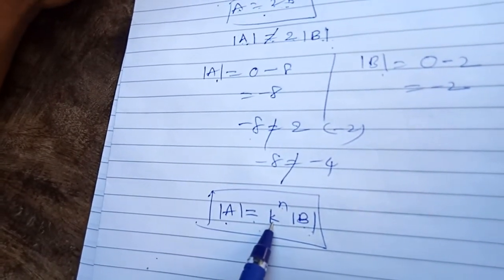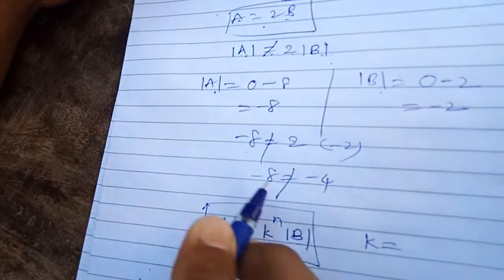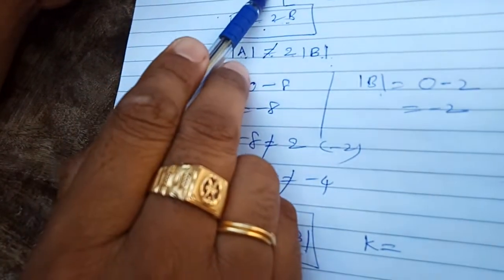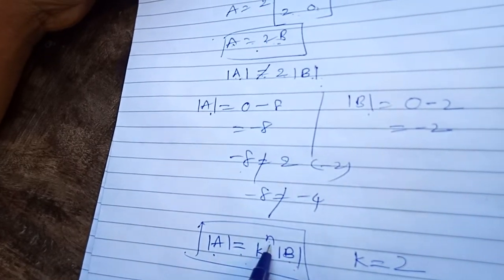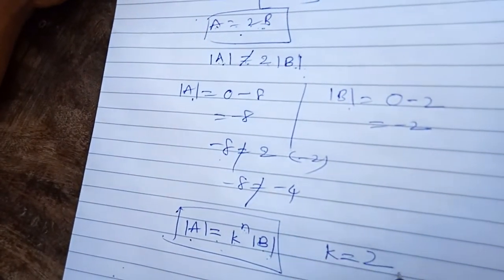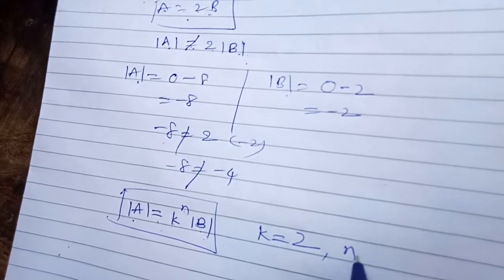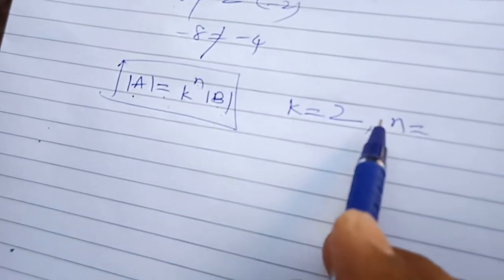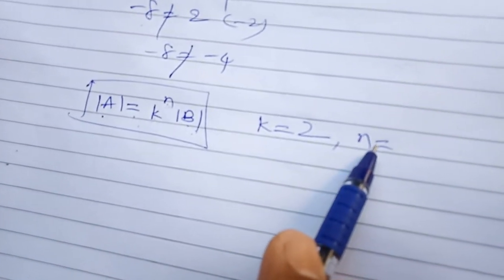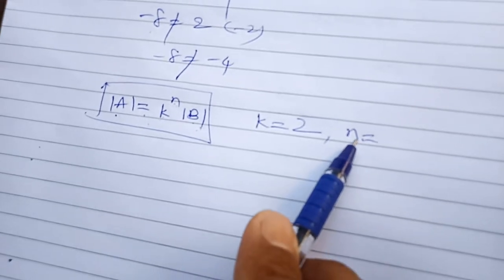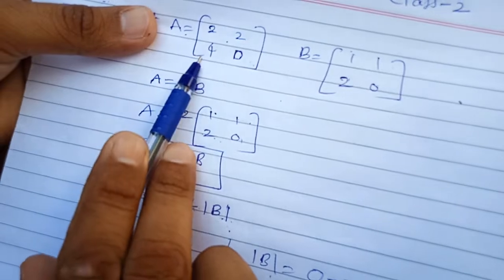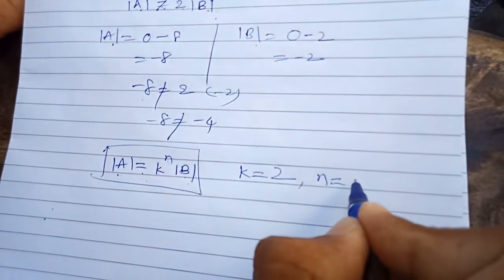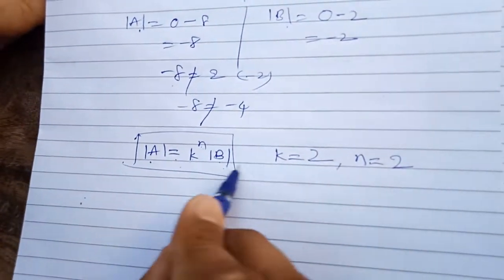Sir, what is k in this? k is whatever common factor we take out from matrix A, that is the 2. That is the k. That's all. And what is n? n is nothing but the order of both the matrices A and B. So the order of both the matrices is 2. Now we are substituting the values.